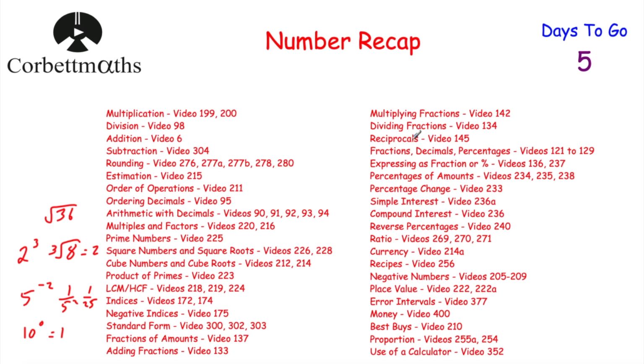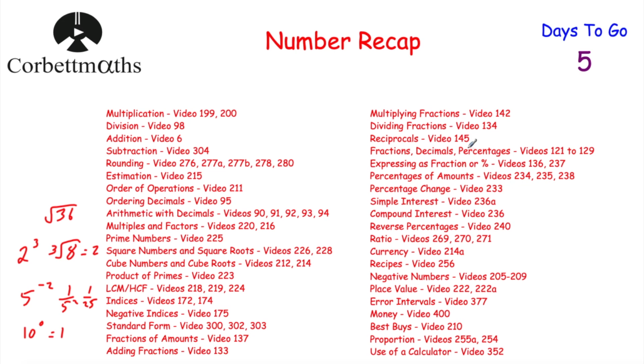Fractions, decimals and percentages: know your equivalent fractions, decimals and percentages, and know how to change a fraction into a decimal. Just divide the numerator by the denominator. How to change a fraction into a percentage: if you can get an equivalent fraction with 100 on the bottom, that'd be fine, or change it into a decimal and then change it into a percentage.